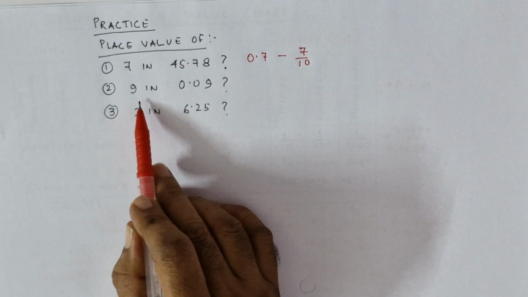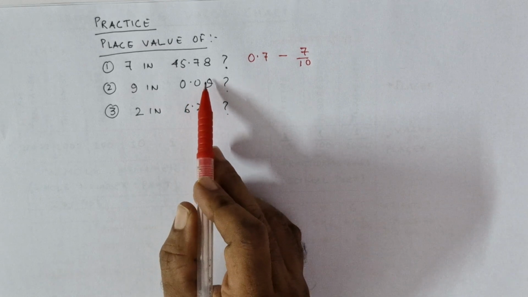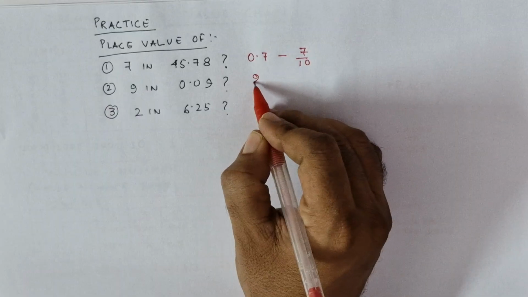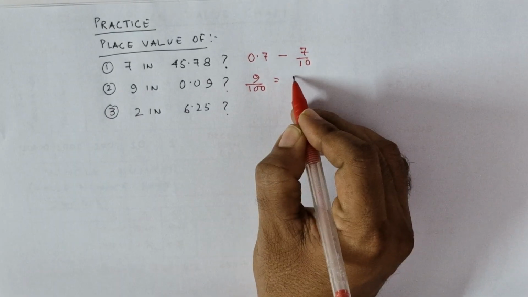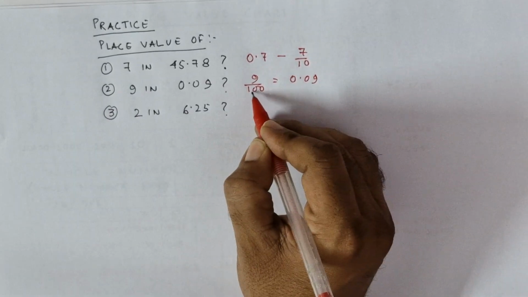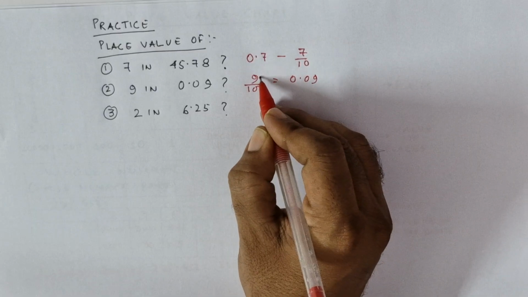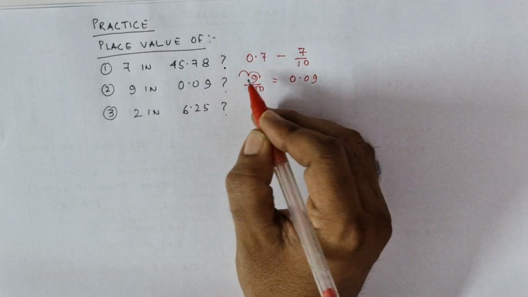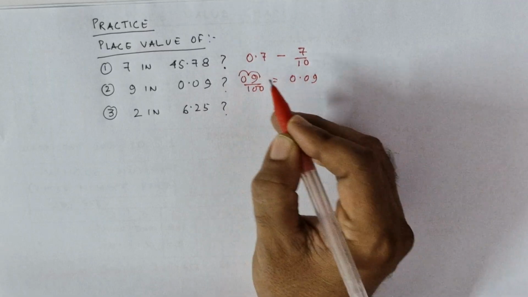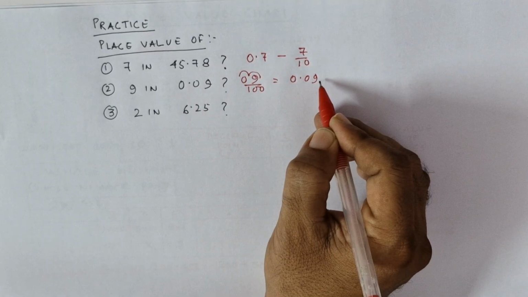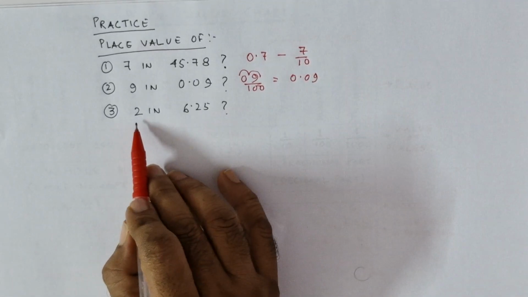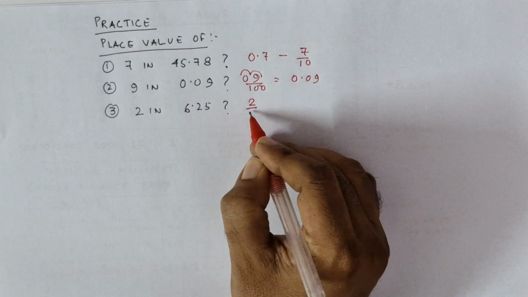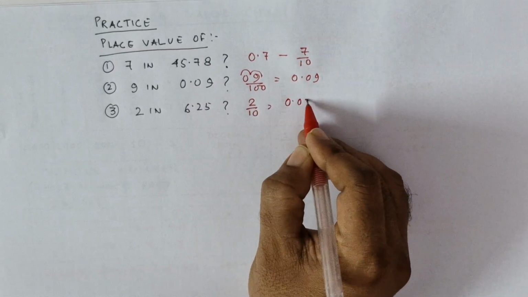So what will be the place value of 9 in 0.09? 9 lies in the 1 by 100 place. So 9 by 100 gives you 0.09. Why? See, 2 zeros. So the point will move from here to here and from here to here. Oh my God, there is nothing here, so put 0, right? So 0.09. Got it? So let's find out the place value of 2 in 6.25. Again, this one will be in the tenth place. So 2 by 10, that is 0.02.